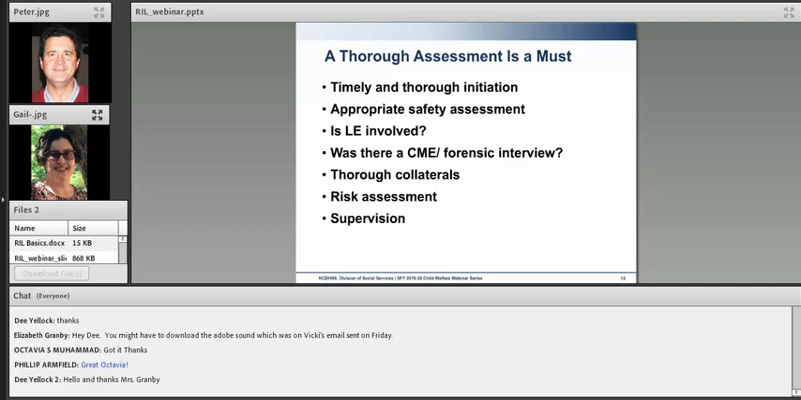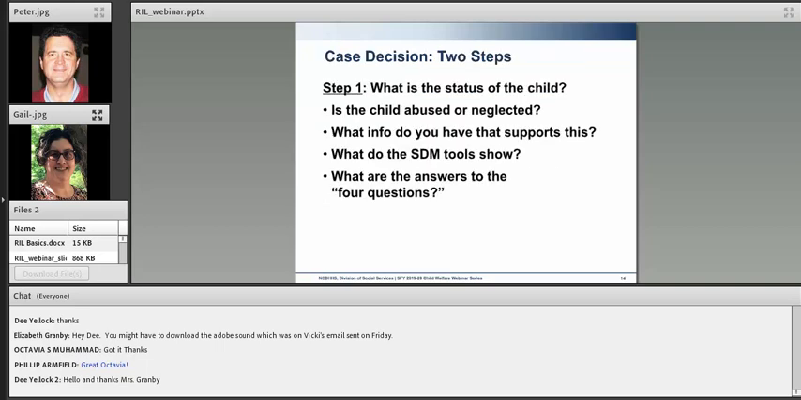So the next step, and this is where I think a lot of folks get tripped up, right? Because we want to move next into case decision. Let me just say that when it comes to deciding, particularly when you've got an abuse case, there's two steps we want you to take. The case decision process can be divided into two parts, right? The first one is you need to answer the question, what is the status of the child? Okay? In other words, the allegation came in, this child had unexplained physical injuries. Was this child abused? Right? Is the child abused or is the child neglected?